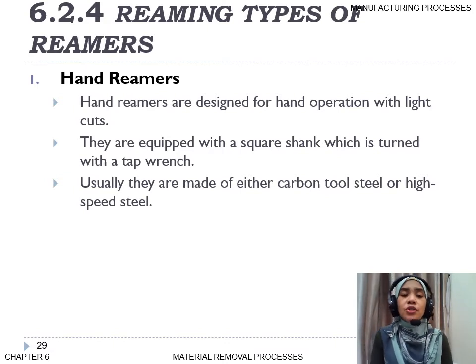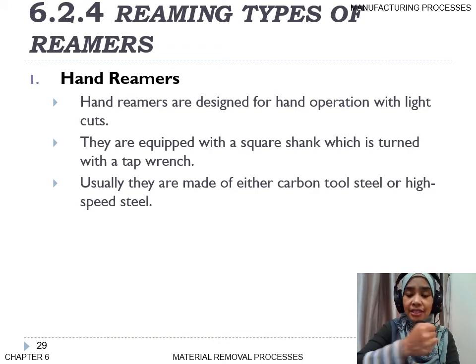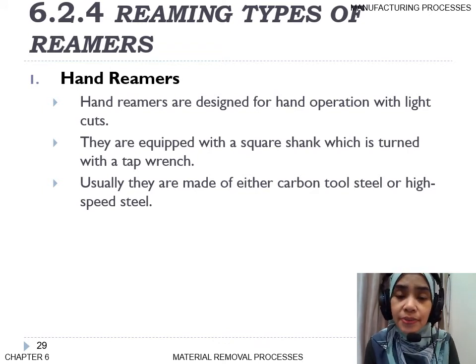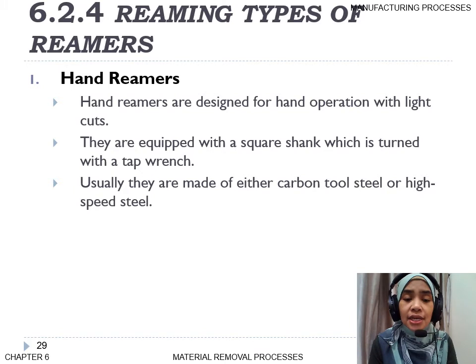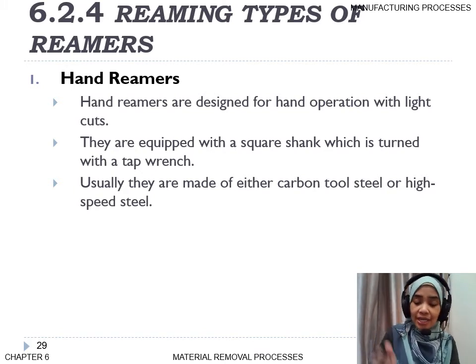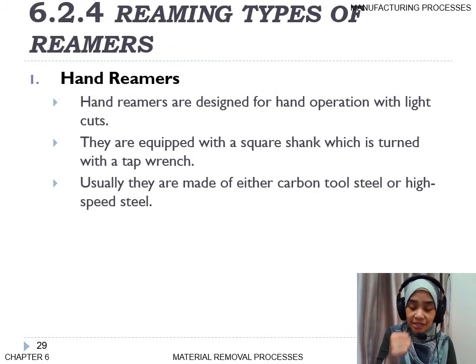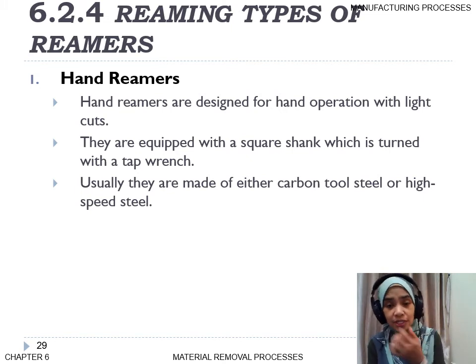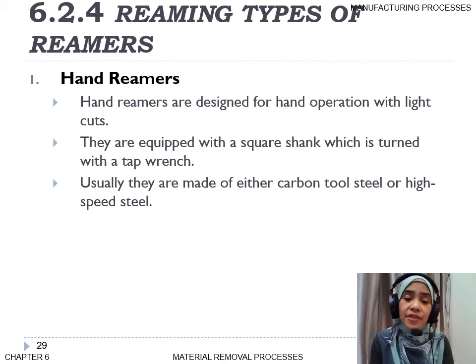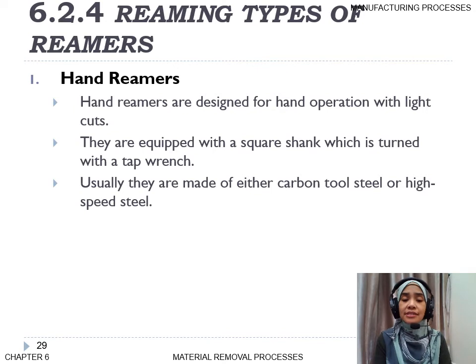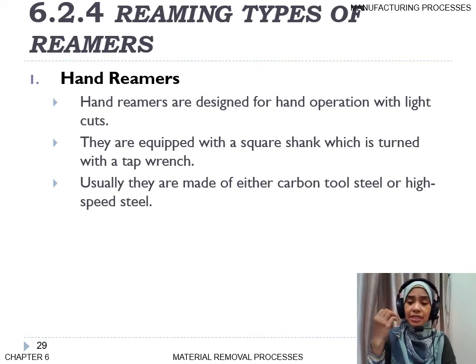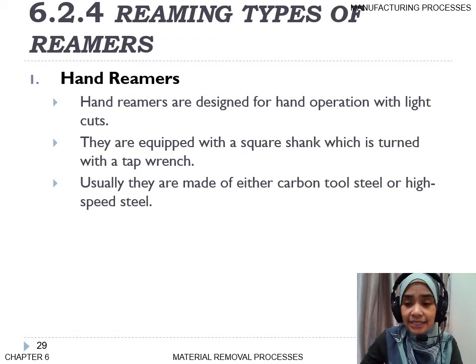Okay, so hand reamers are designed for hand operation. Using their hands, we create or enlarge the hole. Why do they allow us to use our hands? Because we know the process doesn't use much energy, since what we want to remove is very light. So they are equipped with a square shank which is turned with a tap wrench. Usually the reamer is made from either carbon tool steel or high speed steel.